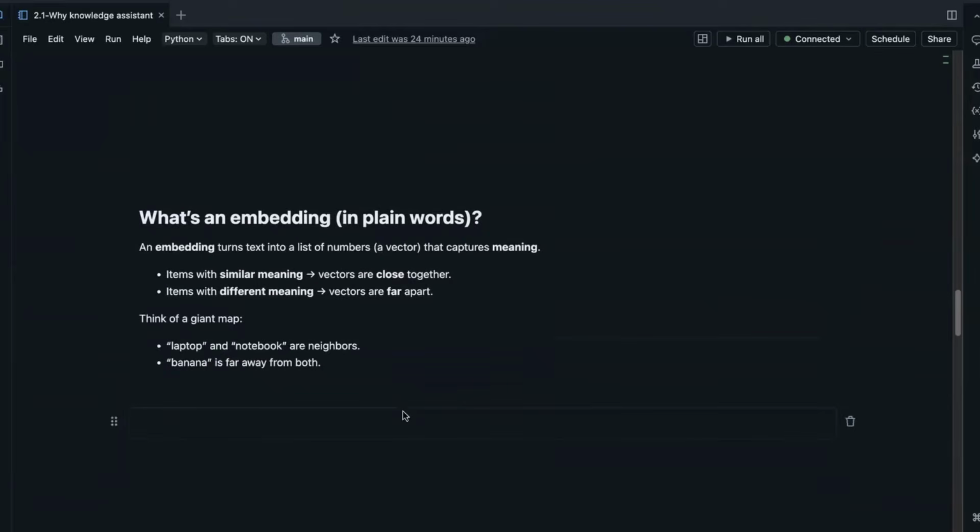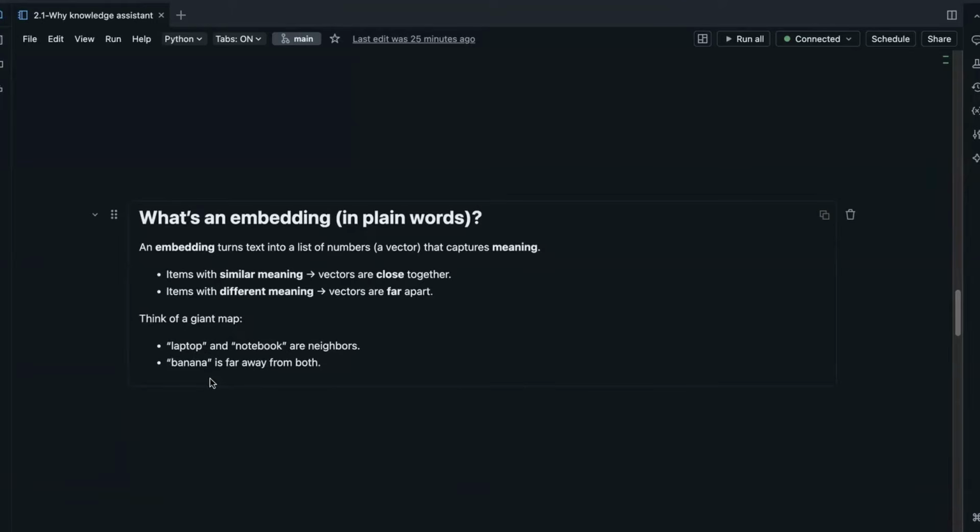In plain words, an embedding turns text into a list of numbers. We call it a vector that captures meaning. The idea is very simple: items with similar meaning have vectors that are close together, and items with different meaning have vectors that are far apart. Think of it as a giant map. Laptop and notebook are neighbors, but banana is far away from both. Banana is not related to laptop and notebook, so the vector distance will be far. That's how you understand these two words or sentences are not related. This is how embeddings work, and also how the search works.